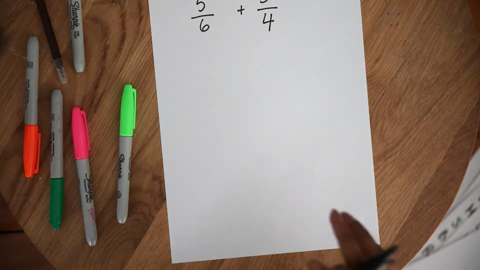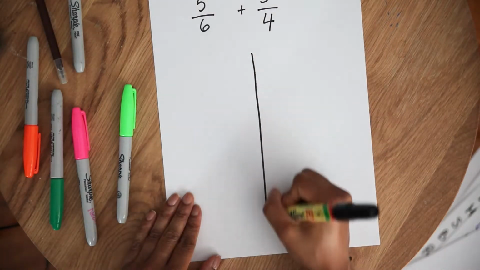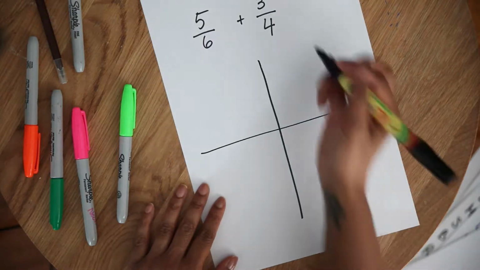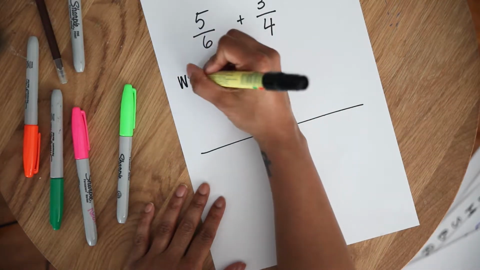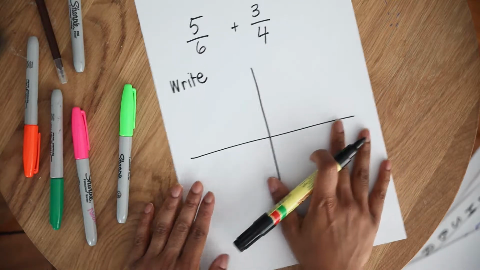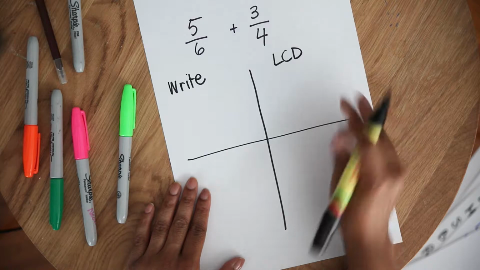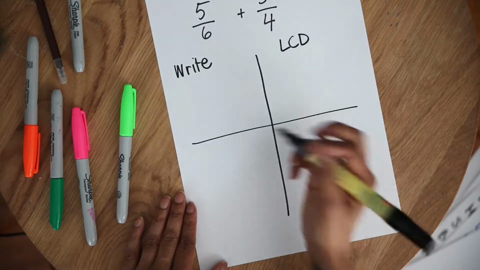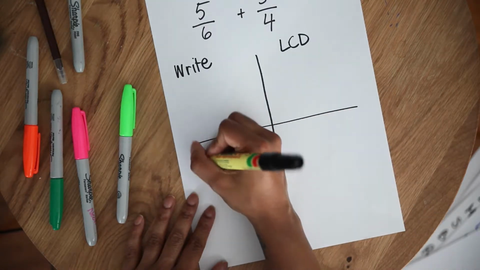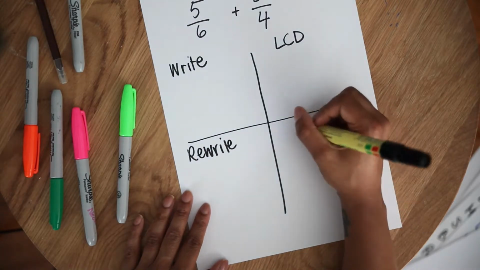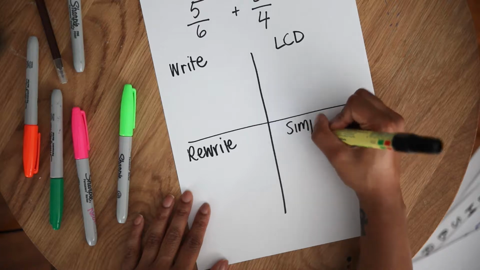The first thing I want you to do is divide your piece of paper into 4. I want you to write your fraction. I want you to put LCD, which is lowest common denominator. I then want you to rewrite, and the last one is to simplify.